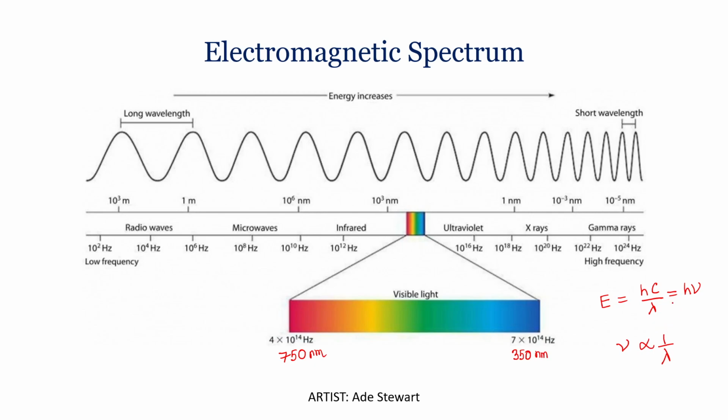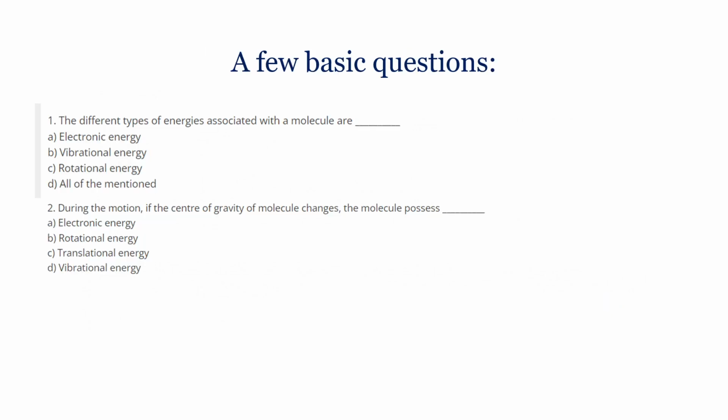These things are very important, so I thought I should start from this. Also, as lambda decreases, nu increases, so energy also increases. With this, I will have some basic questions to start with.